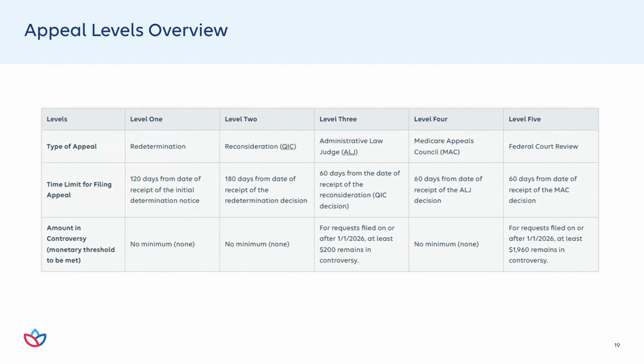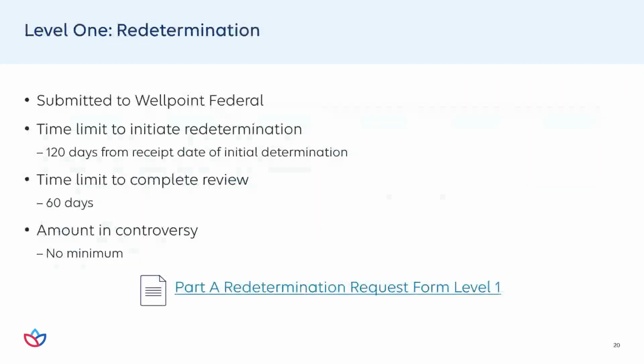But this is just a snapshot of what we're going to be talking about: the different levels of appeal, what each is called, the time limit for filing, and, as Jessica had already discussed, the amount in controversy and whether there is one applicable. For example, as you can see on this slide, for redeterminations and reconsiderations, there is no minimum amount in controversy required. There's actually only an AIC, or amount in controversy, for the third and fifth levels of appeal. So we'll go through that as we go through each level of appeal in detail.